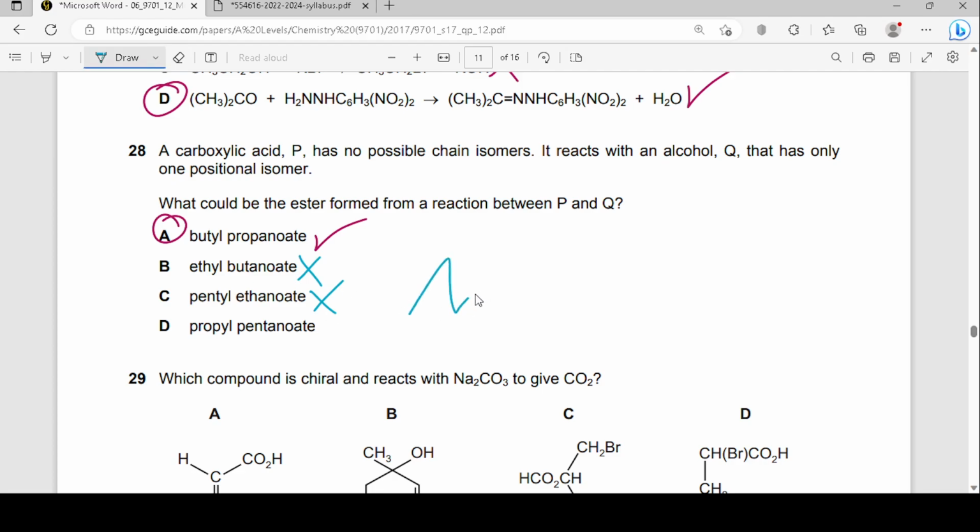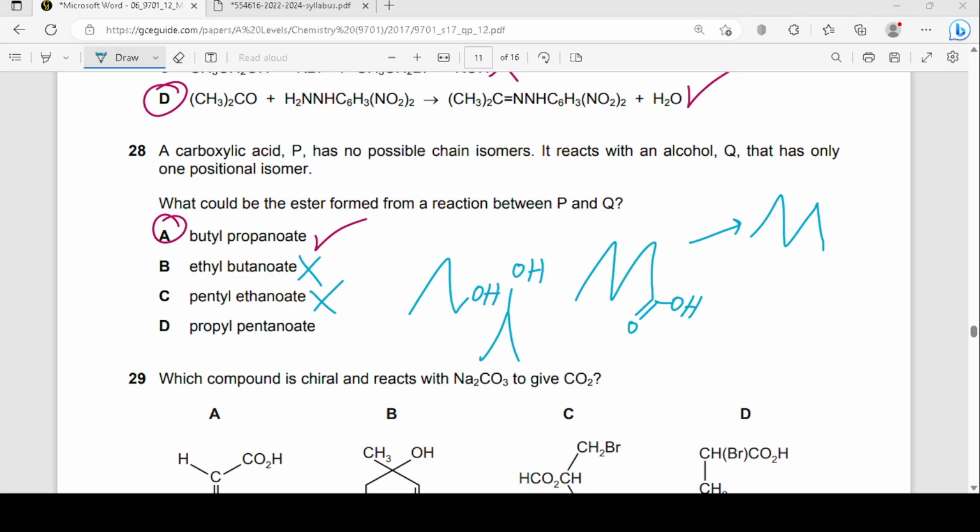Now what about propyl pentanoate? So propyl pentanoate means I have propanol and I have pentanoic acid, right? Propanol, obviously it has only one positional isomer, which is right, but then there's propan-2-ol. Then about pentanoate, does it have chain isomers? Let me think. Because this one is a 5 chain thing, right?